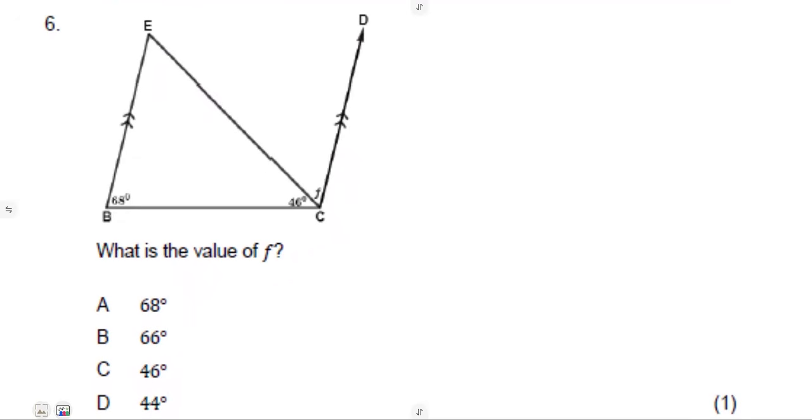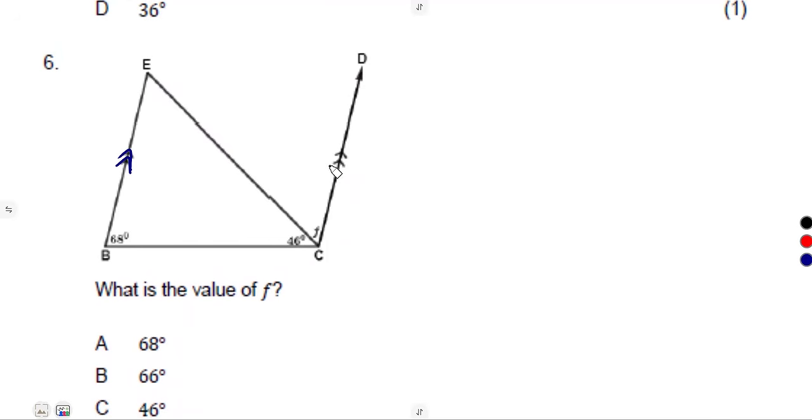All right, number 6. Given the lines that are parallel, from B to E, and the line C to D, which is this one, they are parallel. And we have got an angle of 68 degrees here. This is 46 degrees, and this is F. All right, this one is F. So the question here was, what is the value of angle F?